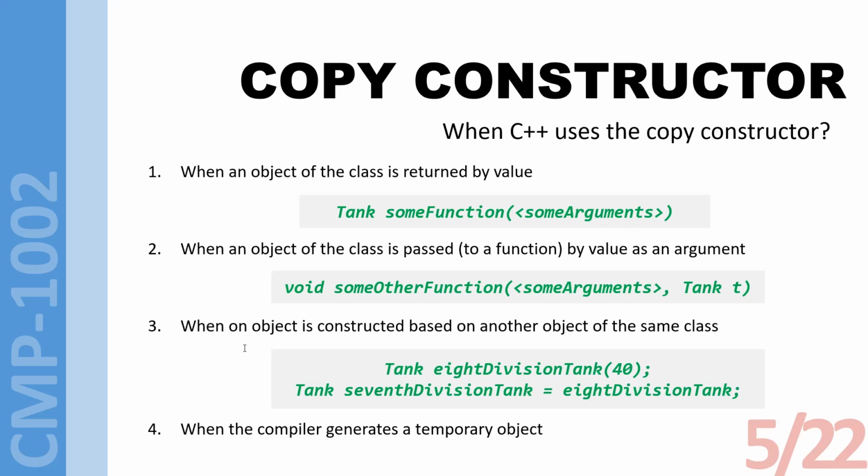So in this case, he's gonna call the copy constructor of the tank class, and he's gonna get the 8th division tank as the input, and he's gonna construct the 7th division tank object based on the values of the 8th division tank. And the fourth one is when the compiler generates temporary objects, which I'm not gonna be covering that much. If you're interested, I think there are pretty good resources over the internet or in other books regarding the temporary object concept.